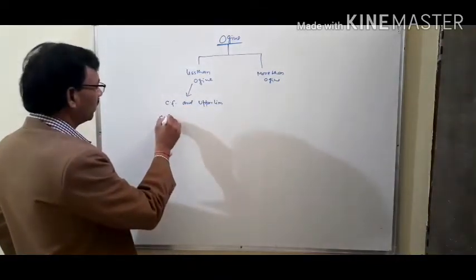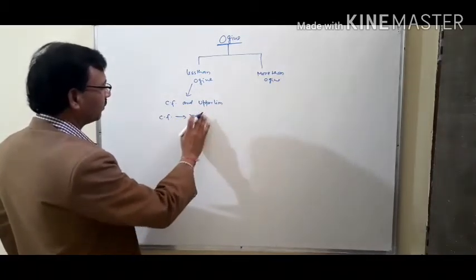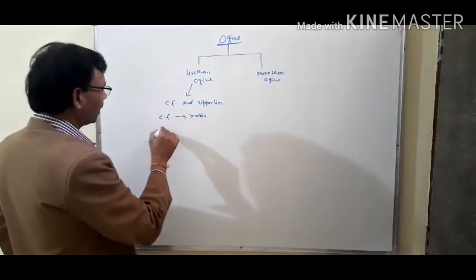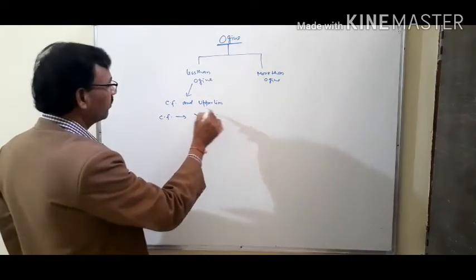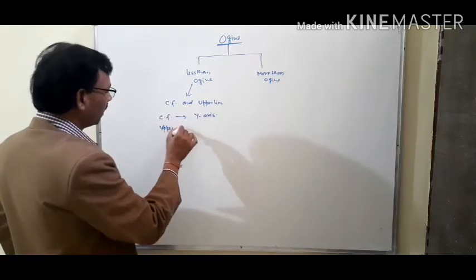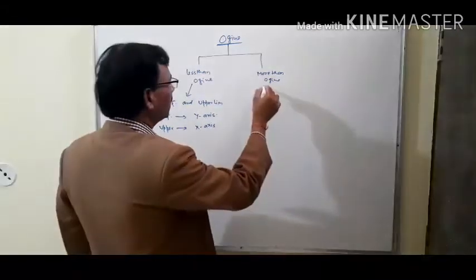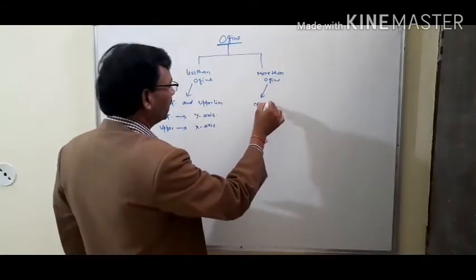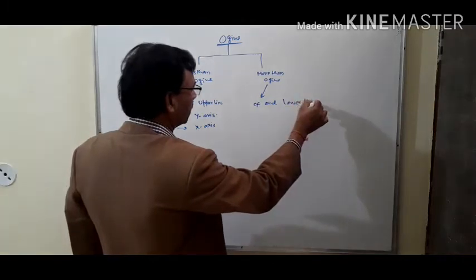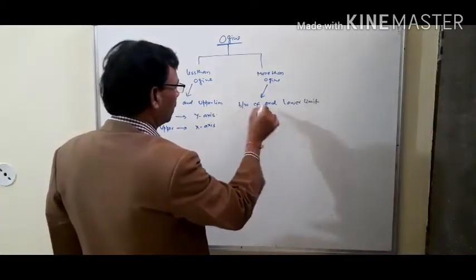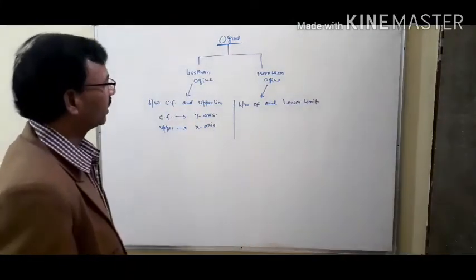Cumulative frequency will be on the y-axis and upper limit will be on the x-axis, while the more than ogive is found with the help of cumulative frequency and lower limit, that is, between cumulative frequency and lower limit.